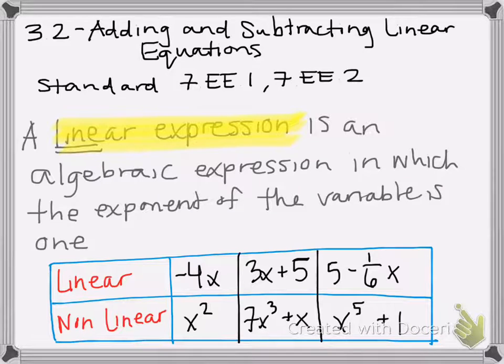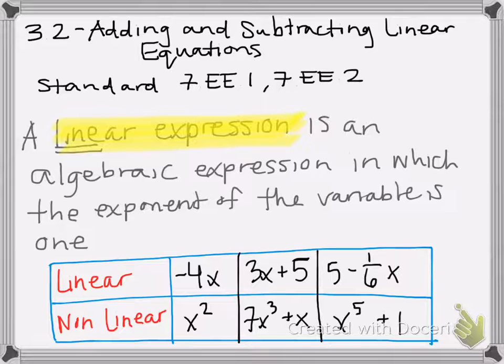Awesome job, class. So again, linear expressions have variables that have the exponent of 1. So the variables are not raised to a higher power than 1. So pretty much it's just going to have the letter. It will not be squared, it will not be cubed, it will not be to the 4th power or to the 1000th power. Now that we know what a linear expression is, we will better understand how to add and subtract them.